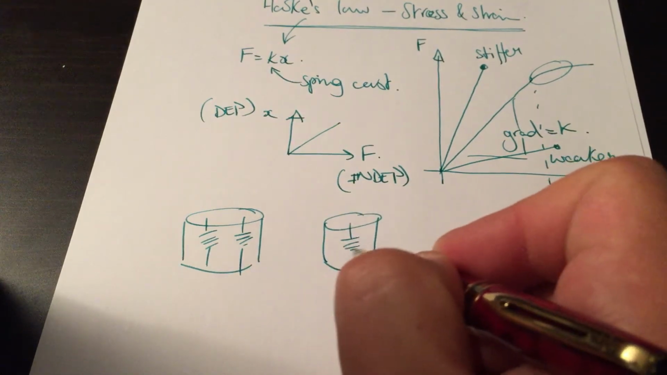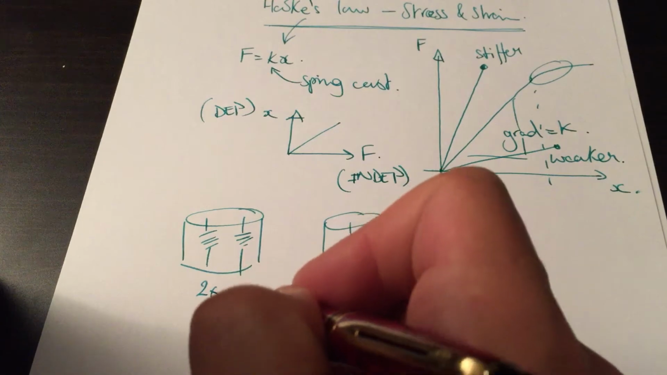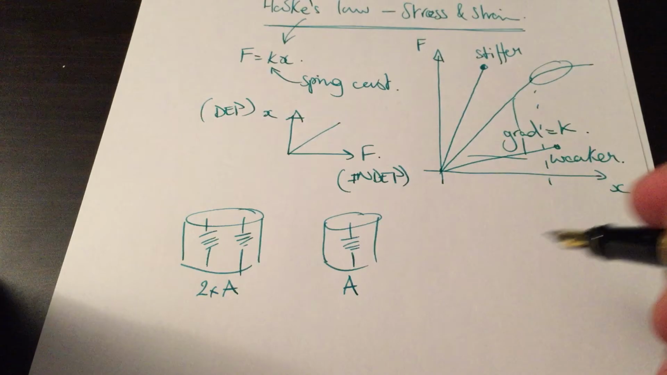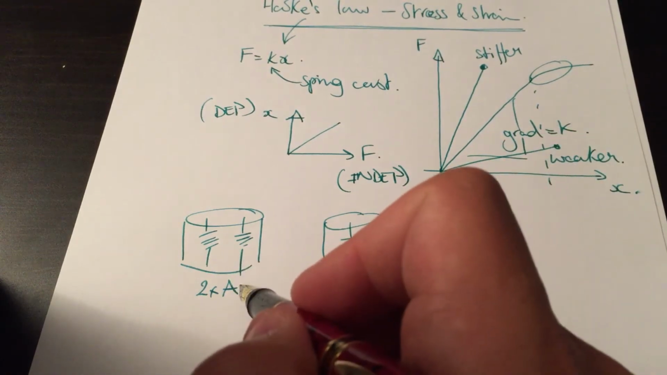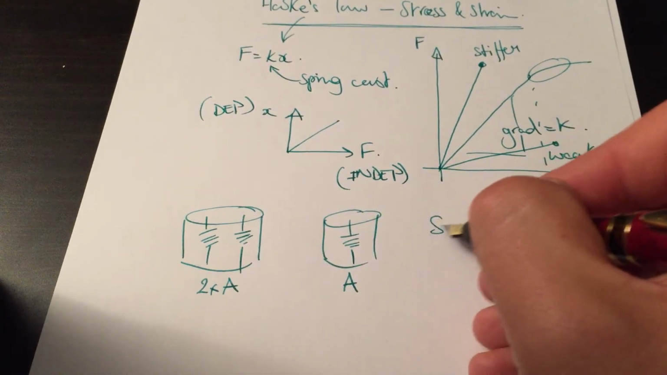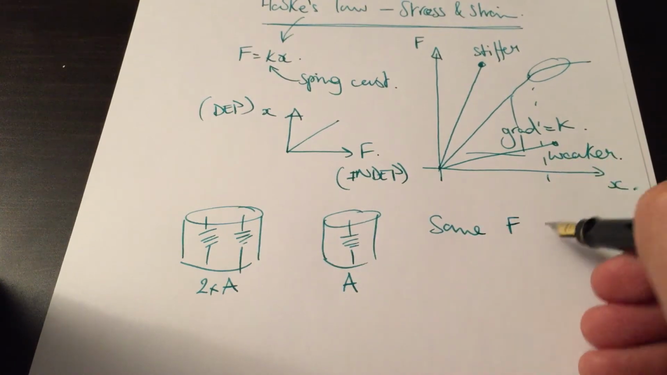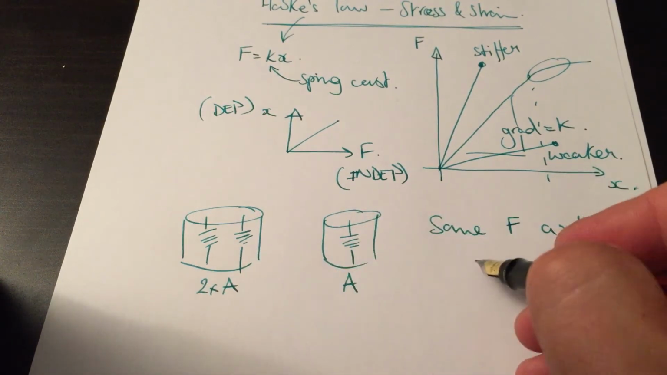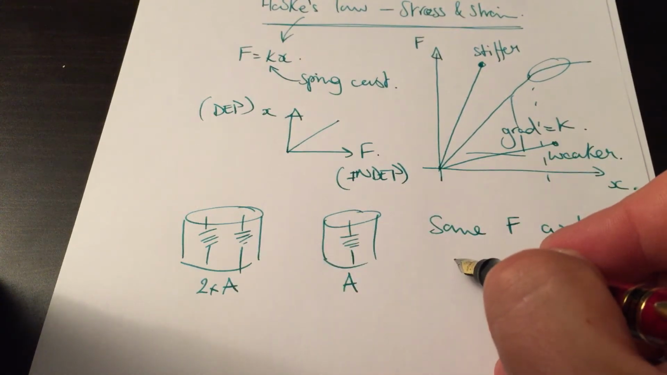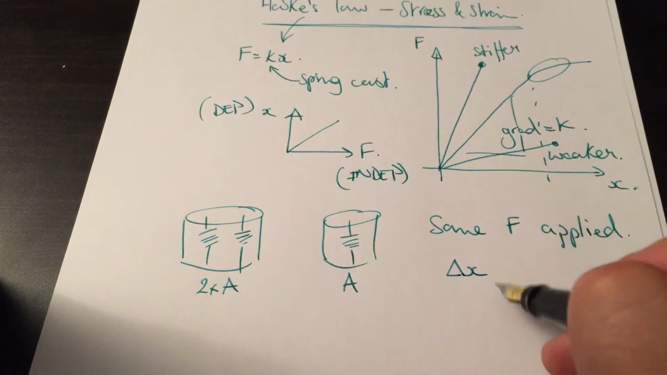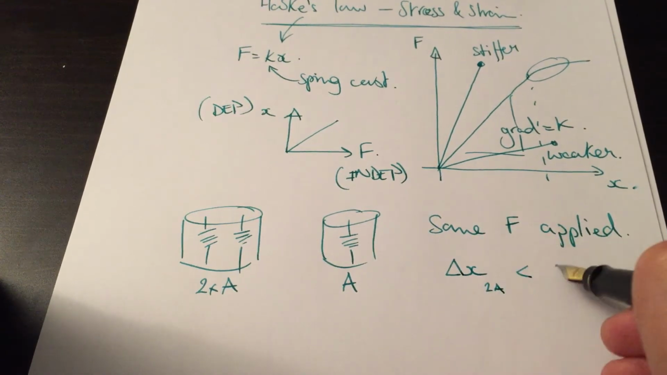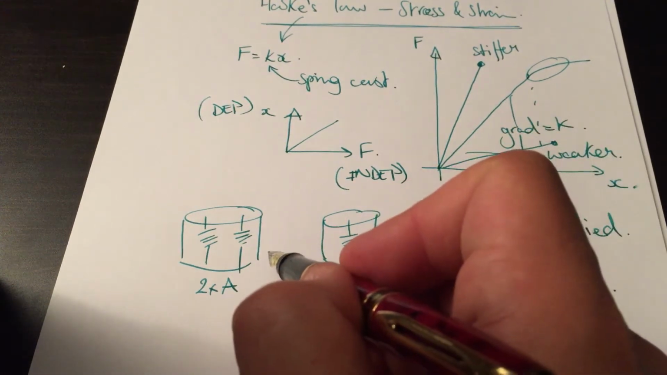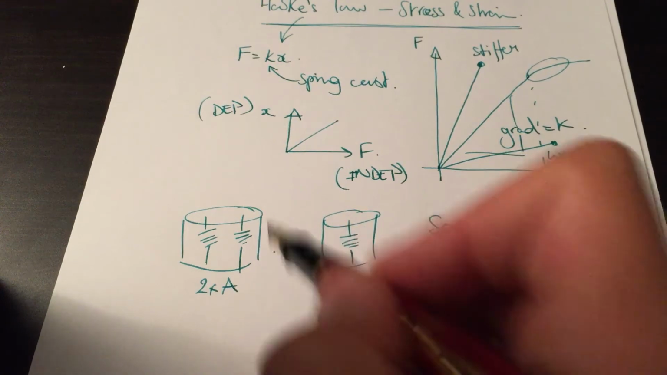Now I'd like you to think of the two in parallel as having 2 times the area, as opposed to a normal area. And what we were looking at, those that had 2 times the area, if the same force were applied, then you would get the change, the extension for the 2A would be less than the extension for 1A. In other words, this would extend more than this one.